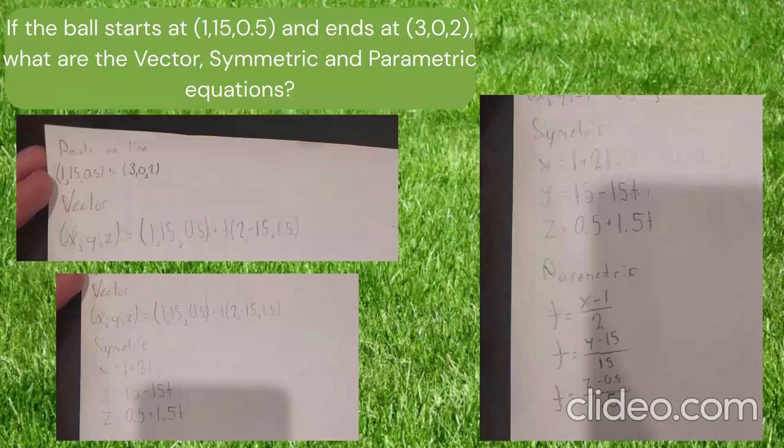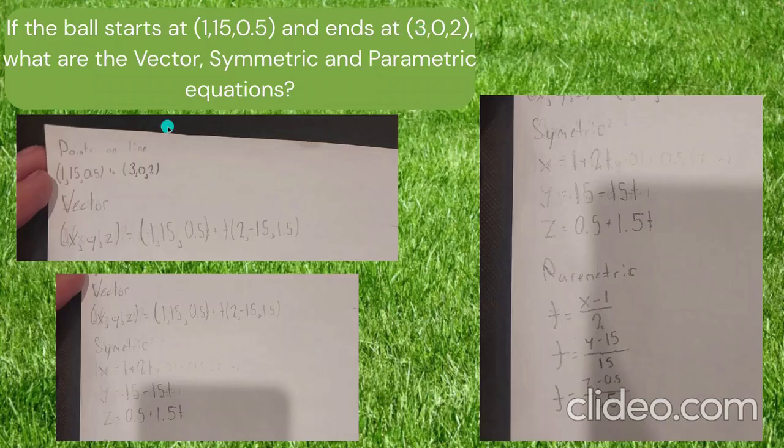All right, let's continue. If the ball starts at this point and ends at this point, what are the vector, symmetric, and parametric equations? Wow. Oh, Jack, that's such a good question. But where is the scalar equation? Well, it's really hard to do scalars in 3D. You can do a plane for them, but to get a line, you have to be like Josh or something like that. Because Josh actually showed me today how to do it. It's just not something I was capable of doing for this question.